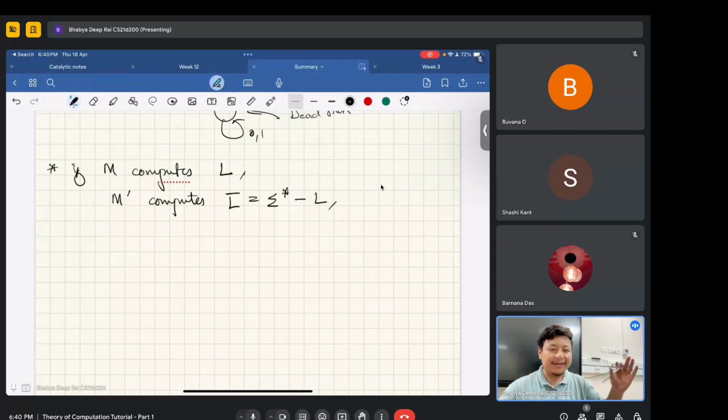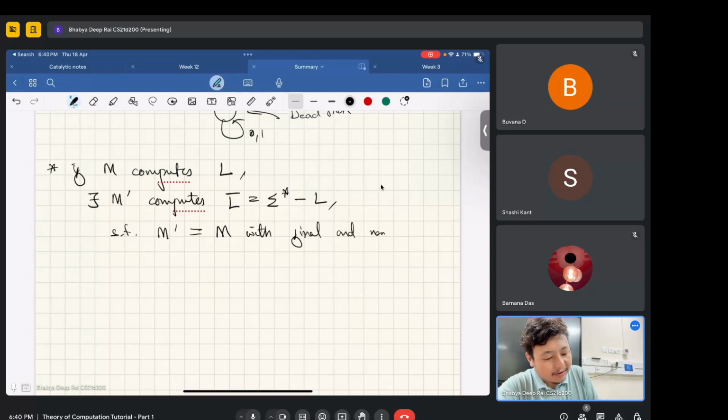So for example, sigma consists of all the binary strings, right? And from there I'm removing all the strings which have an even number of zeros. If I remove all of those, what will I be left with? All the strings which have an odd number of zeros. So for that particular L, L bar is the set of strings which have an odd number of zeros. So M prime computes L bar, where M prime is nothing but M with final and non-final states interchanged.